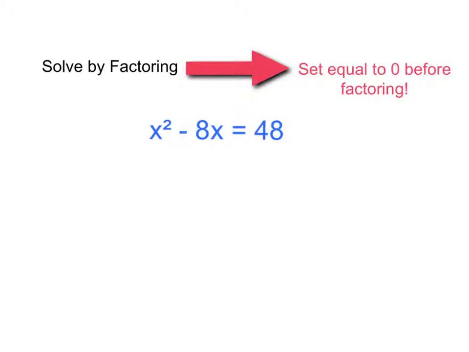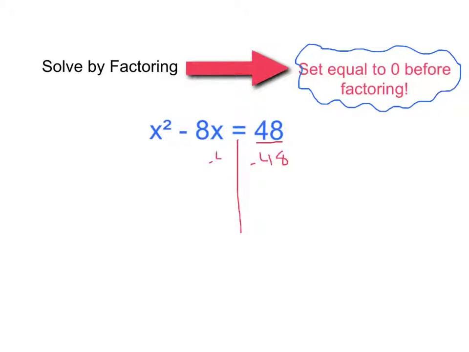So here's an example where you have to keep this in mind. Before you can factor that trinomial, your equation has to be equal to 0. So what that means is we have to get this 48 to the other side. And anytime you move anything across that equal sign, you do the opposite. So you want to think about subtracting 48 on both sides. So now we have the trinomial x squared minus 8x minus 48 equals 0.